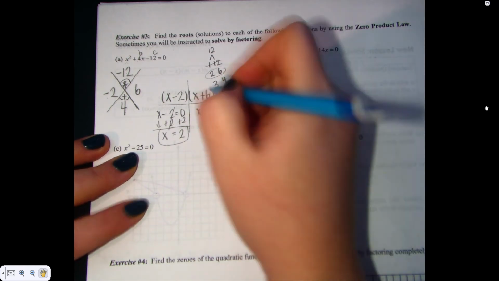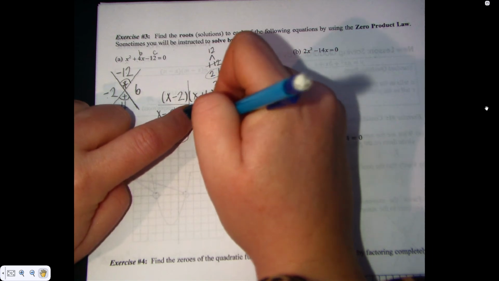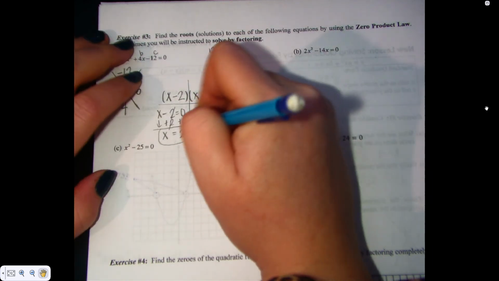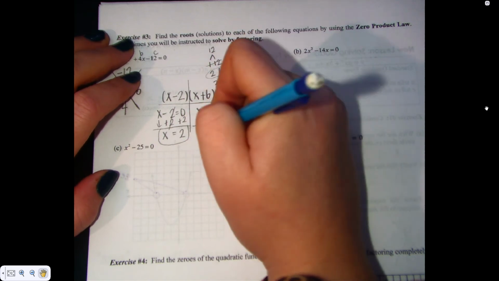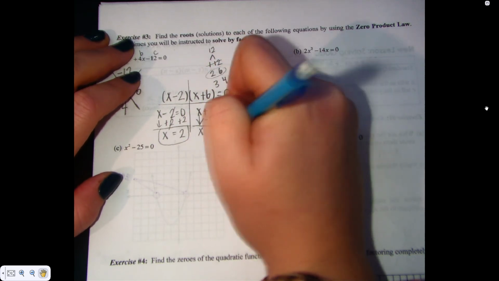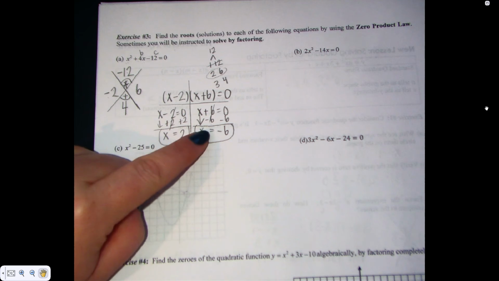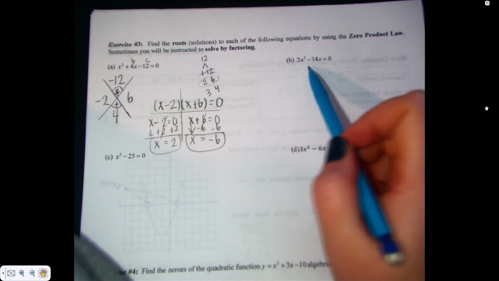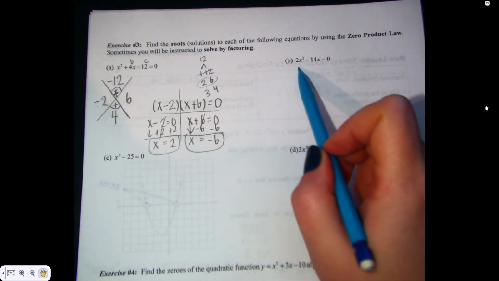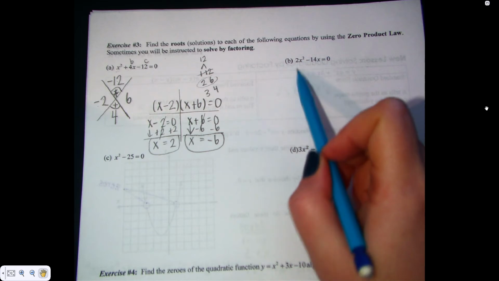Okay, last one here. So cover x, it says plus 6. To move it to the opposite side, I have to use the opposite sign. X comes down, 6 cancels, and 0 minus 6 is minus 6. So what are my roots? My roots are x equals 2 and x equals negative 6. That's your solution. All right, so for B, let's talk about the same thing that we just did.